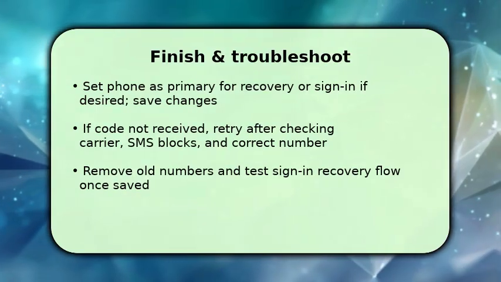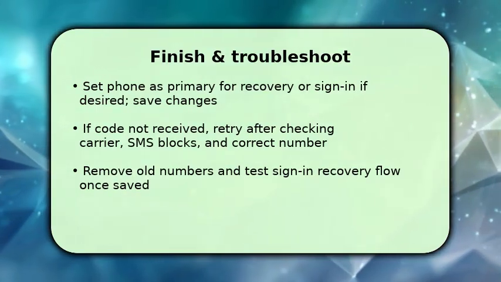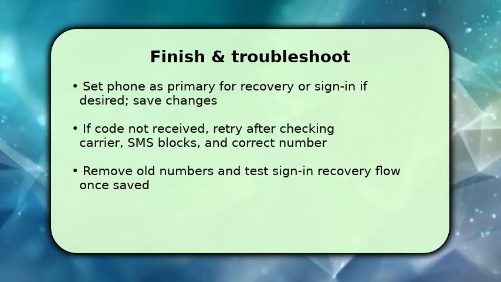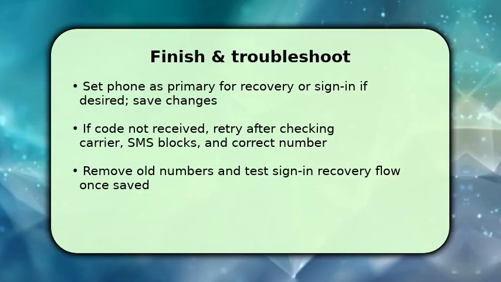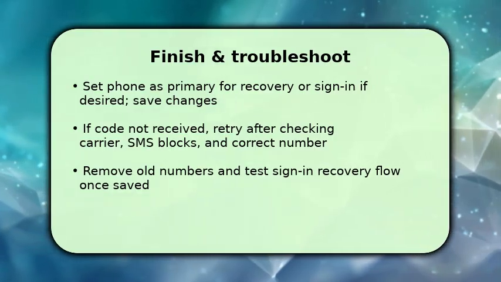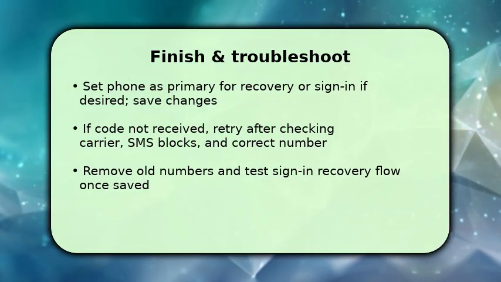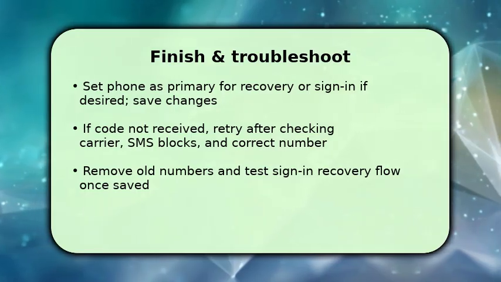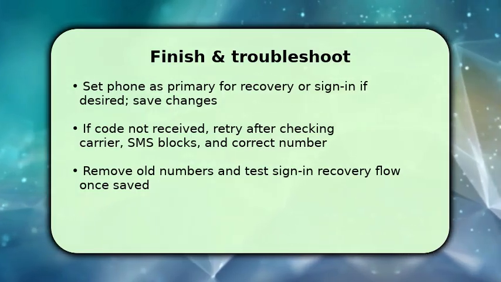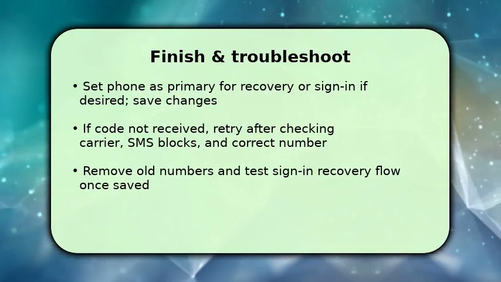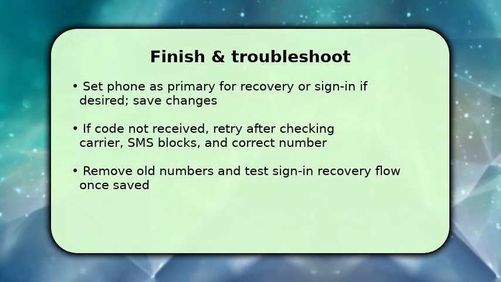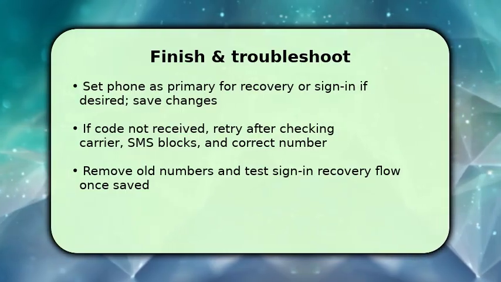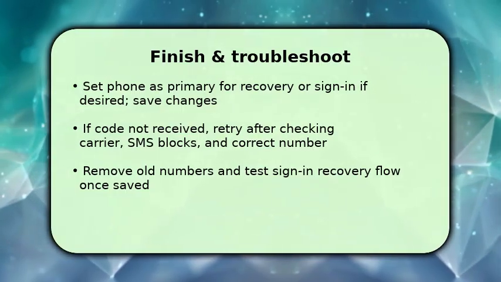Finalize by setting the new phone as your primary recovery or sign-in option and save changes. This ensures future prompts use the correct contact. If you don't receive the code, don't panic. Check that the number is correct. Confirm your carrier allows short codes and disable any SMS blocking apps, then request the code again. Once saved, remove any outdated numbers and perform a simple sign-in recovery test to confirm everything works, so you won't be locked out when it matters most.